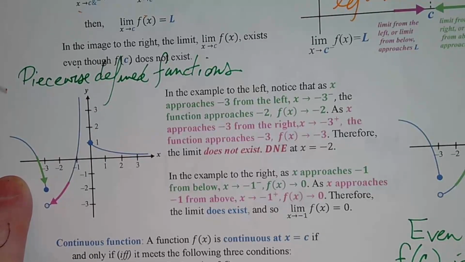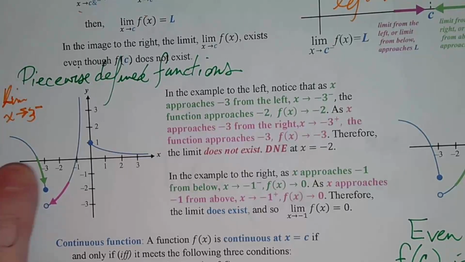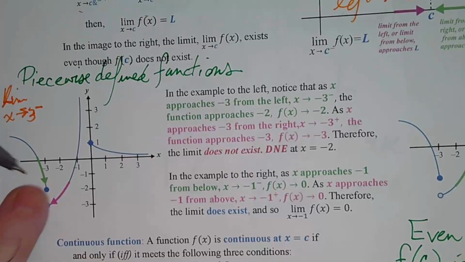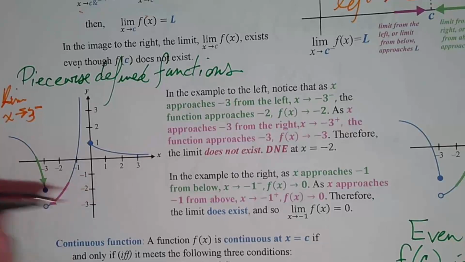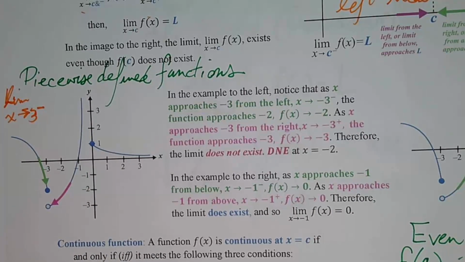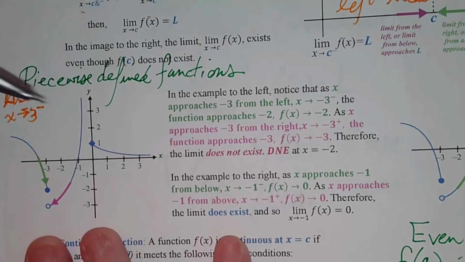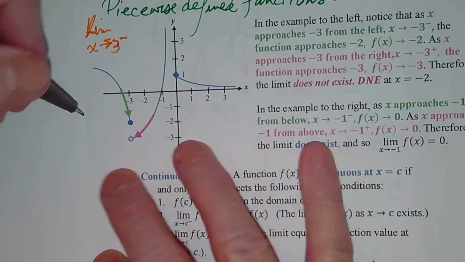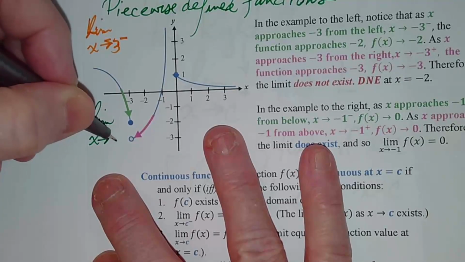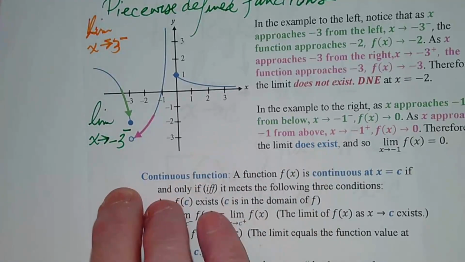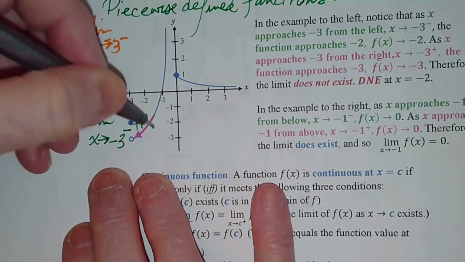The limit as x approaches -3 from below. So the negative in front means the -3. The negative afterward means from the left or from below. So we're on this green part. Actually, I should be doing this in green. So let's see. We've got the limit as x approaches -3 from below of f of x.